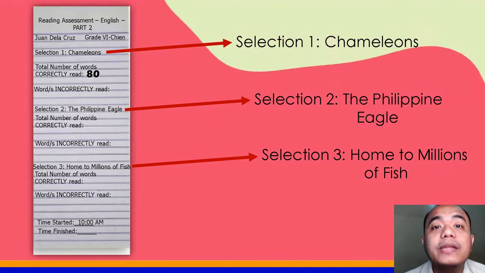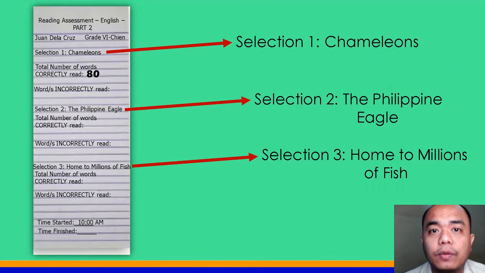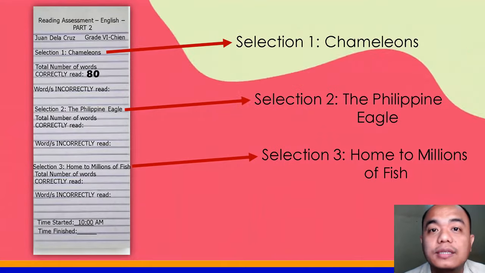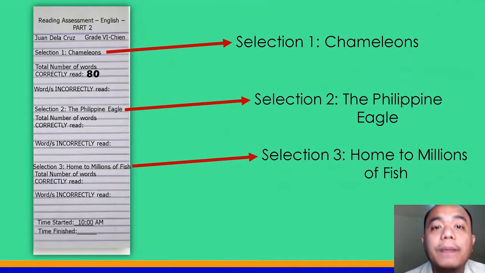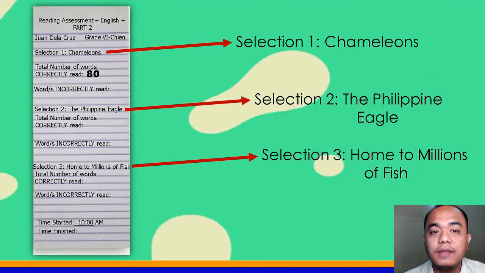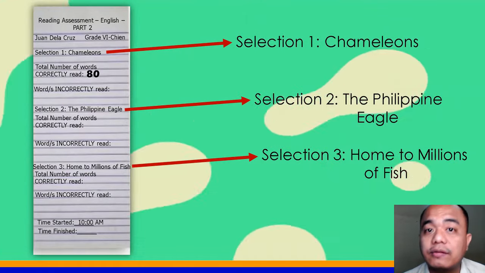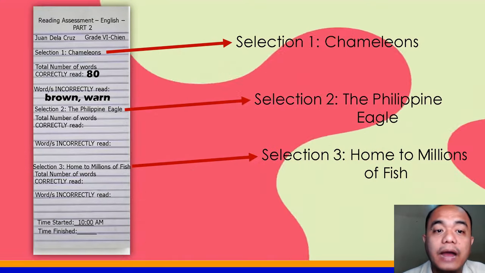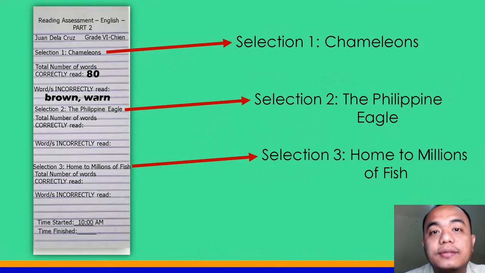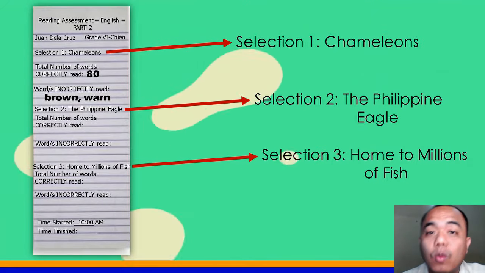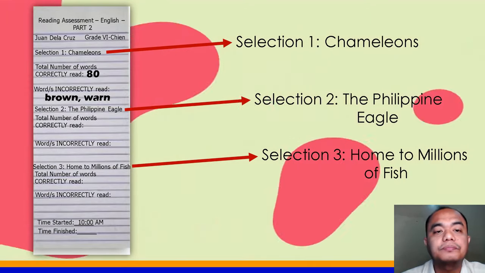Okay? So, mama or papa will be the one to fill this up, or somebody from your family members that knows how to do this. Okay? You have to be honest in filling up this part. Now, what words in selection 1 are incorrectly read? For example, brown and then worn. So, you misread brown. Or you misread worn.